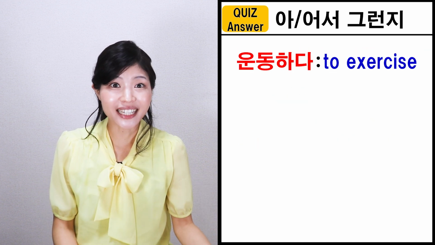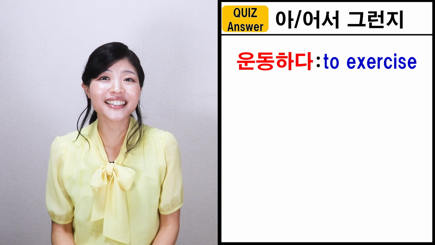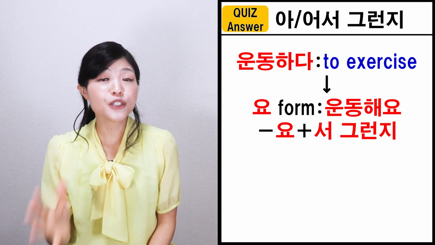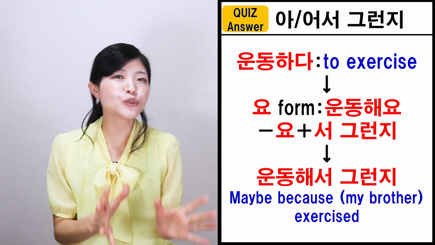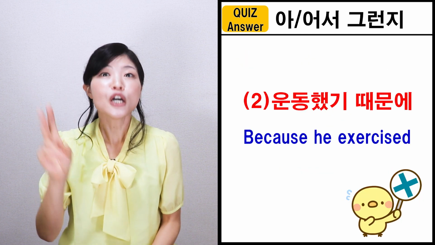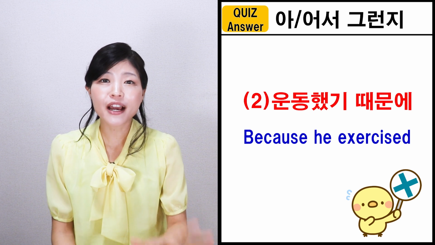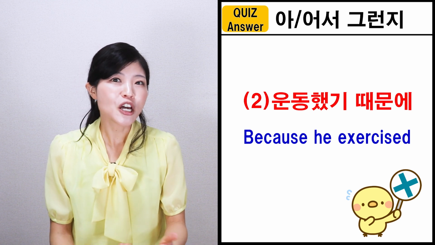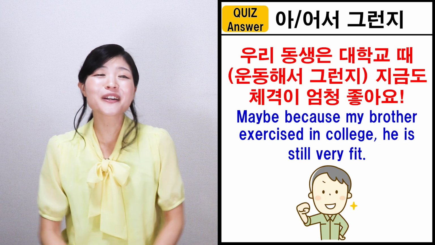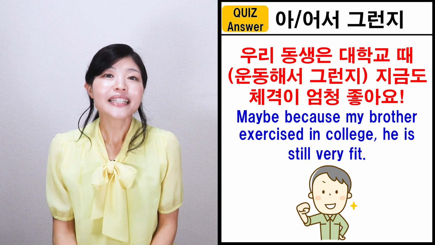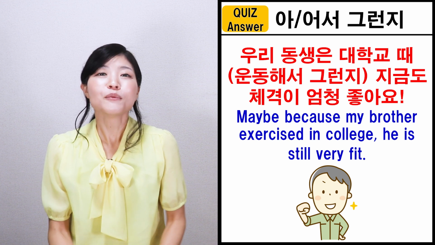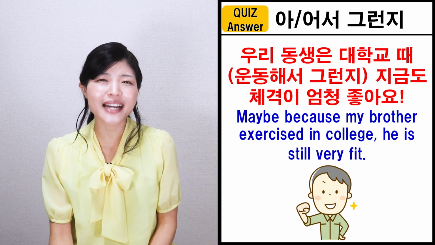운동하다 is to exercise. The yo form of 운동하다 is... 3, 2, 1... 운동해요. Yes! You remove yo and attach 서 그런지 to make 운동해서 그런지, maybe because my brother exercised. If you choose number 2, 운동했기 때문에, it becomes because he exercised, which is not your guess, but an objective statement of the reason. Thus, it is incorrect. Now, let's read it together. 우리 동생은 대학교 때 운동해서 그런지 지금도 체격이 엄청 좋아요. Please read it as if you are telling them what kind of person he is.